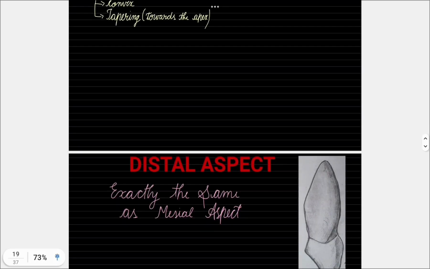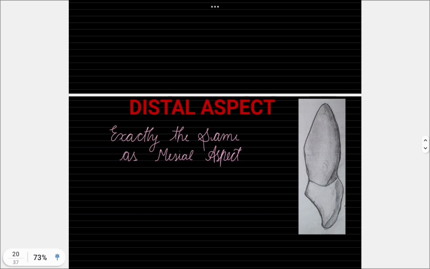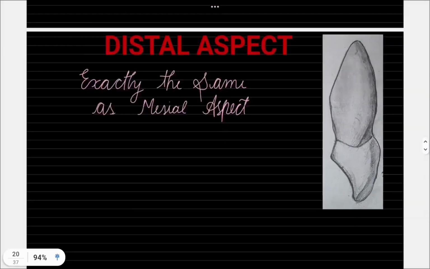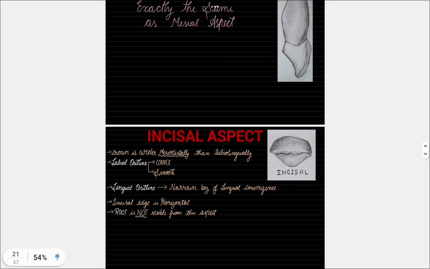Now from the distal aspect, no differences are seen. It is exactly the same except that the cervical line is of a lesser curvature. As we saw in dimensions, the distal cervical line had 1 millimeter less curvature. All the things are the same as the mesial aspect.